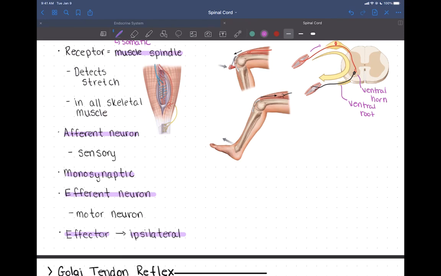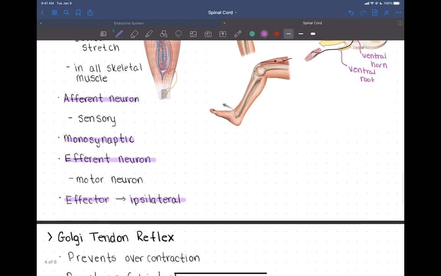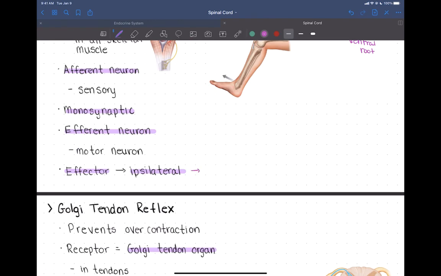And it is going to travel out to the muscle. With the stretch reflex, the effector muscle is ipsilateral, and in fact it is typically the muscle that the muscle spindle was located in. So it causes contraction of the stretched muscle, because remember, contraction always shortens a muscle. If the muscle is being stretched too much, you would want to contract it to make it shorter so it doesn't tear.